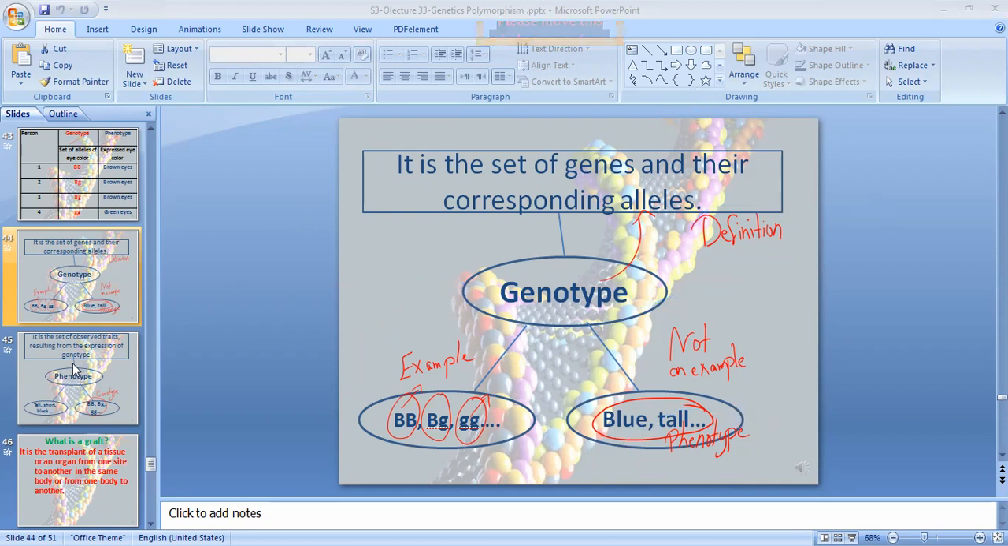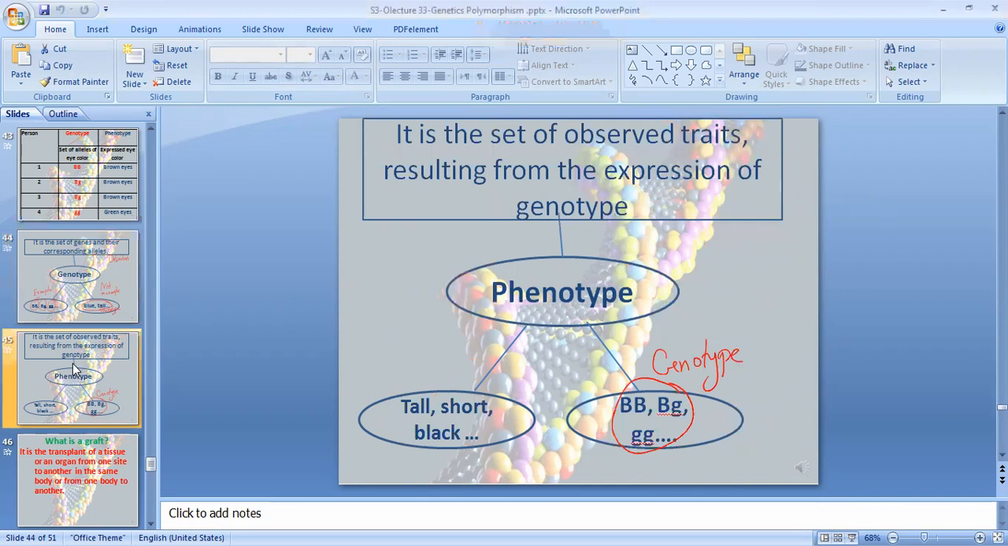Let's continue to go about phenotype right now. Phenotype is the set of observed traits, the result from the expression of the genotype. So the genotype will give the phenotype. Phenotype: tall, short, black, small, large, all of them, they are observed phenotypes. Blue eyes, red hair, black hair, all of them, they are phenotype. However, the non-example is BB, BG, GG. This is the genotype. So you have to know the definition of both the phenotype and the genotype.